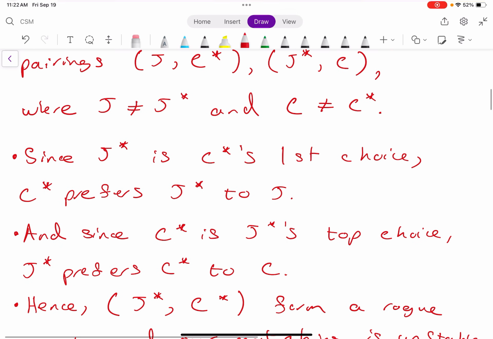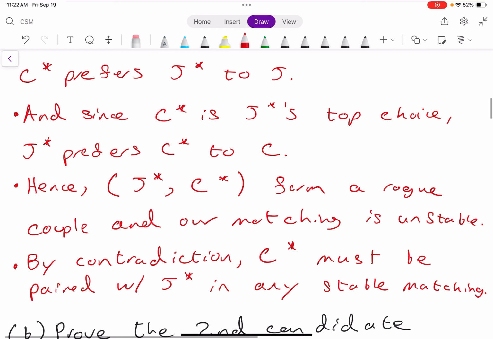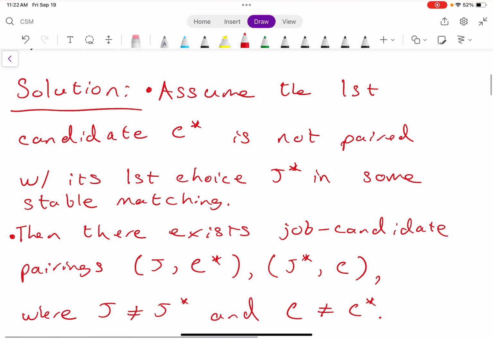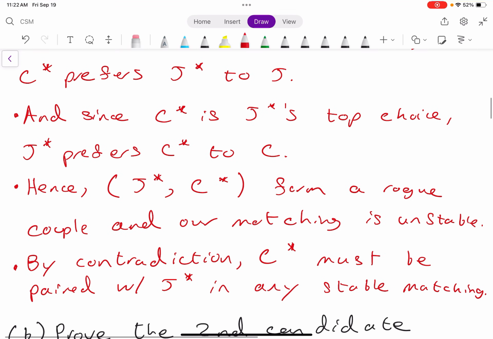Since J star is C star's first choice, we know that C star prefers J star to J. And since C star is J star's top choice, we know that J star prefers C star to C. Hence, J star C star form a rogue couple, and our matching is unstable. But remember that we assumed that our matching was stable. So by contradiction, we know that C star must be paired with J star in any stable matching.